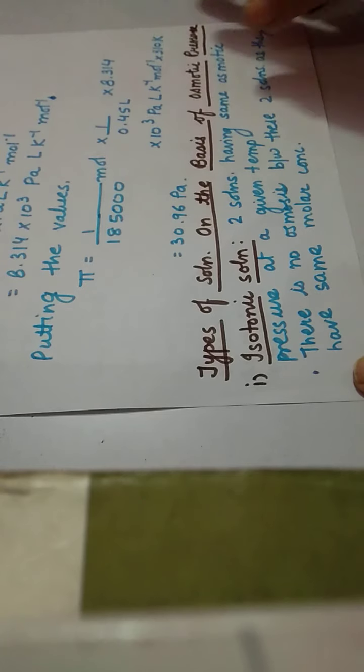One is isotonic, one is hypertonic, and the third one is hypotonic. Children, this we are going to do with the help of diagrams. We are going to understand. So firstly, we'll try to understand what is isotonic solution.